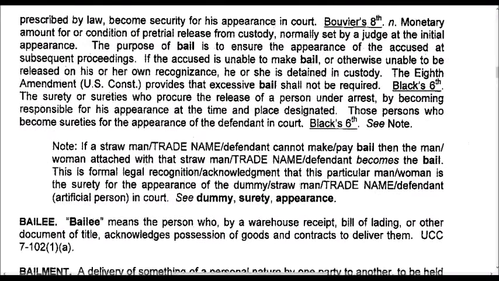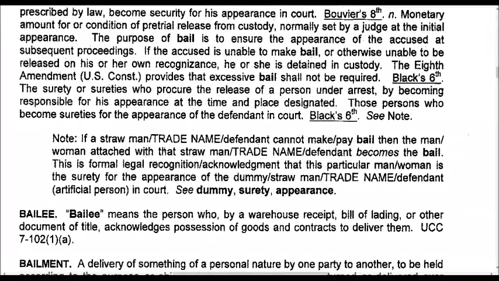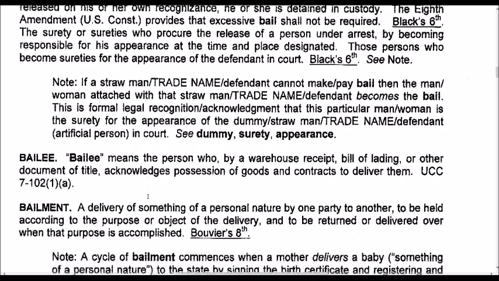Black's sixth. See note. Note, if the strawman or trade name, that is to say the defendant, cannot make or pay bail, then the man or woman attached with the strawman or trade name defendant becomes the bail. This is formal legal recognition and acknowledgement that this particular man or woman is the surety for the appearance of the dummy, strawman, trade name, defendant, or artificial person in court.